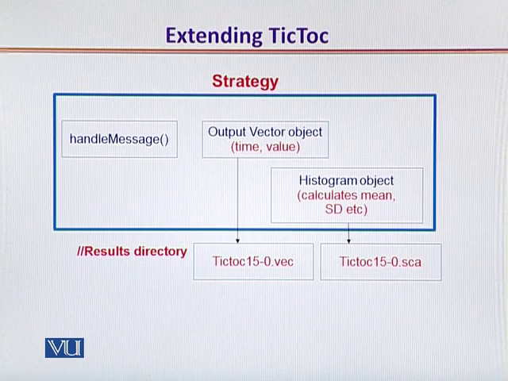The vector object outputs vector data, which is like a two-space tuple. Similarly, the histogram object outputs the scalar data, and these are stored in the files which are found at the results directory shown to you here.